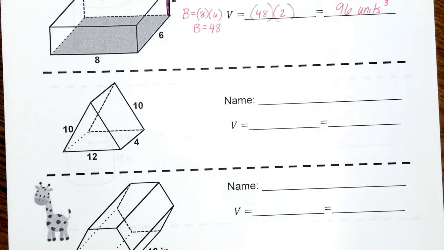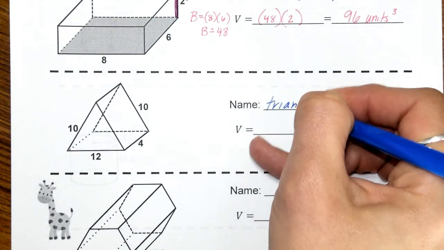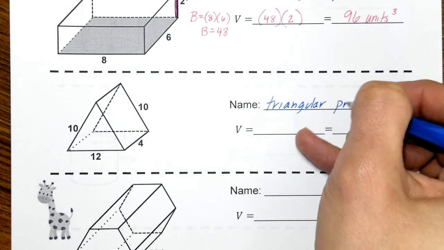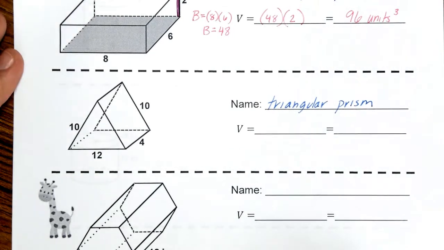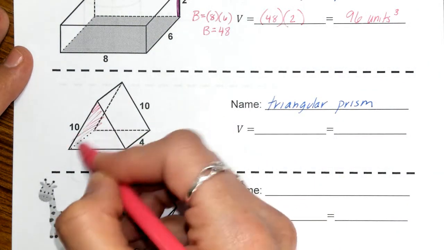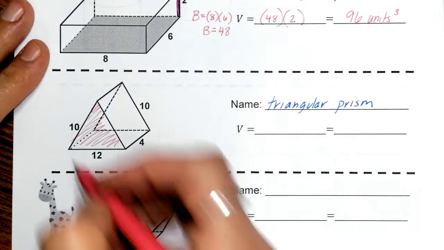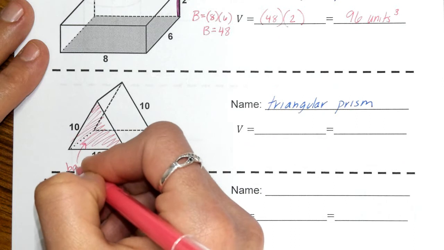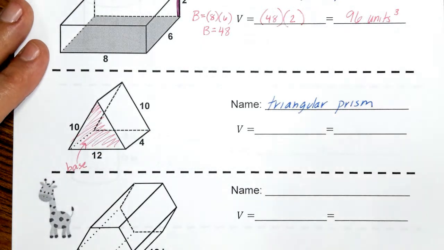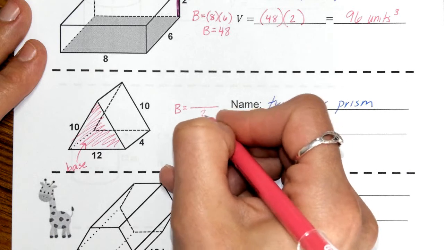Next, I see a triangle. I know I'm doing prisms. I see a bunch of those rectangles that tell me I've got a prism, and then I see a triangle. So we're going to have a triangular prism. Again, we need to remember that our base is going to be that triangle. So that's what we're finding big B. Right here, this is our base. To find the area, big B, area of a base, we need our base times height divided by 2.